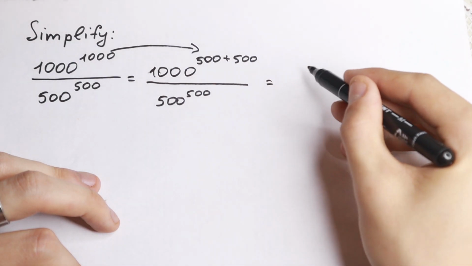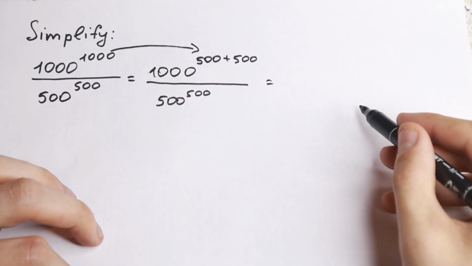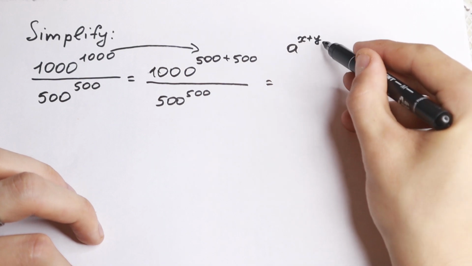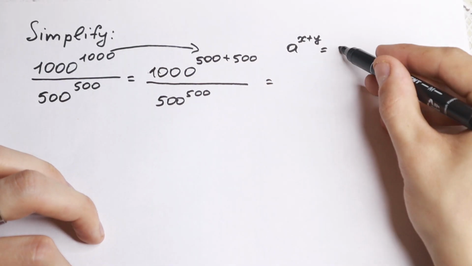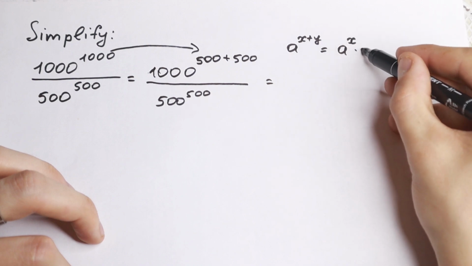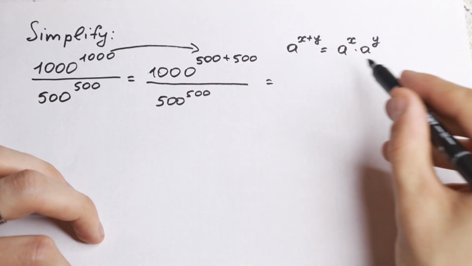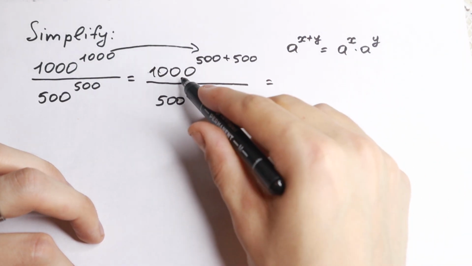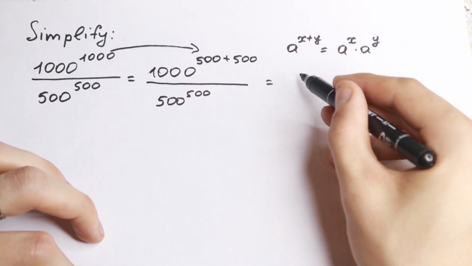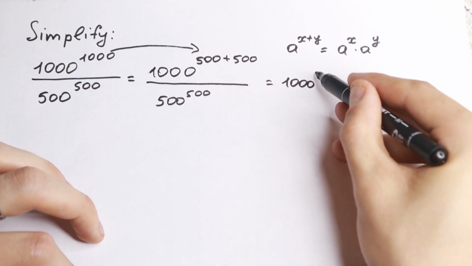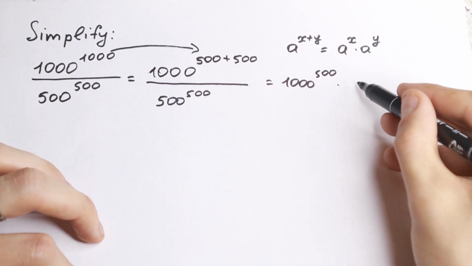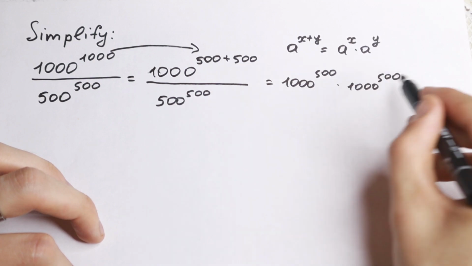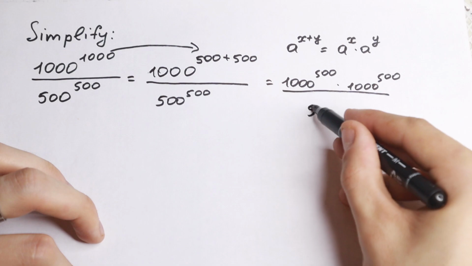And right now we need to know a really good property. If we have a to the power x plus y, so if we have a sum in our power, we can write it as a to the power x times a to the power y. So we can write it as a product. And this is our moment, because we have the same base right here and a sum. We have 1000 to the power 500 times 1000 to the power 500, and all over 500 to the power 500.